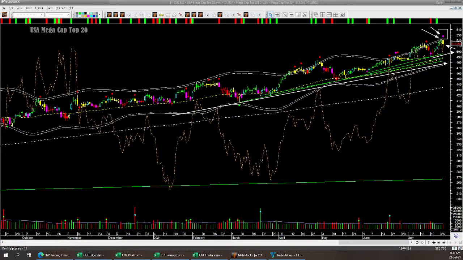And I saw that the headwind came in multiple market ETFs and several mega cap stocks and even in the USA mega cap top 20 custom index.